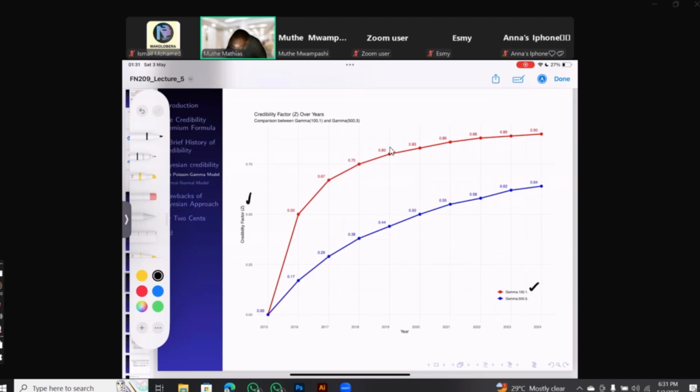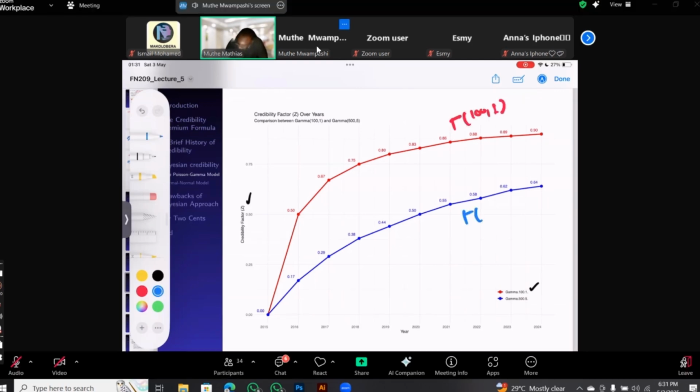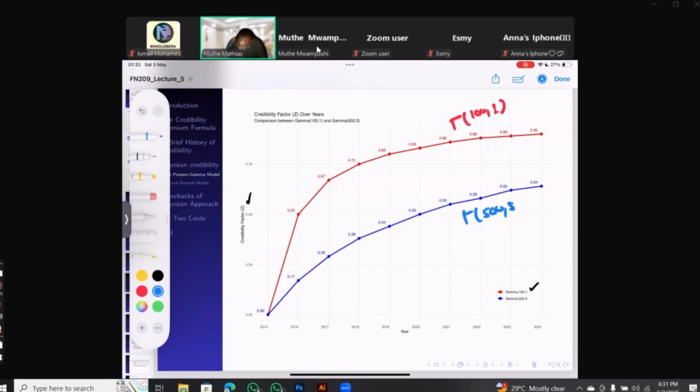We have gamma. So this red one here is a gamma with two parameters, 100 and 1. And this one here is a gamma with two parameters, which is 500 and then 5, right? That is actually what we have.